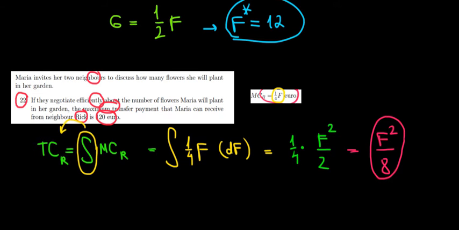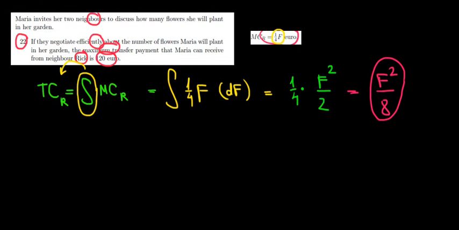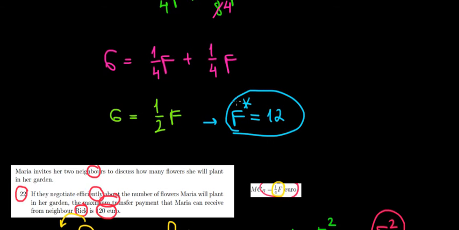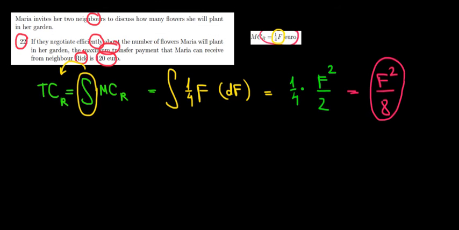Now, the idea is this. Rick will suffer from flowers anyway, because Maria will plant flowers when she thinks for the society, and she'll plant flowers if she thinks only for herself. So when she thinks about the entire society, she plants 12 flowers. We saw it in the previous video. So if that happens, then f equals 12.